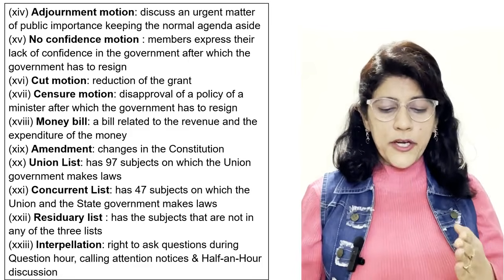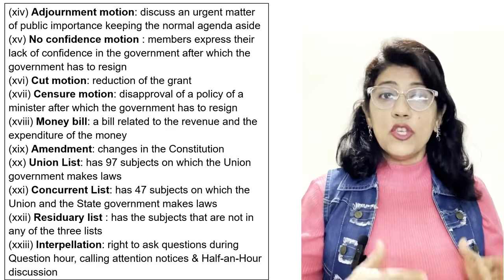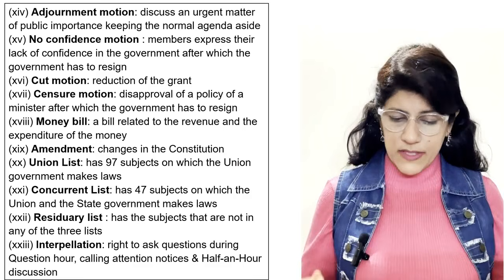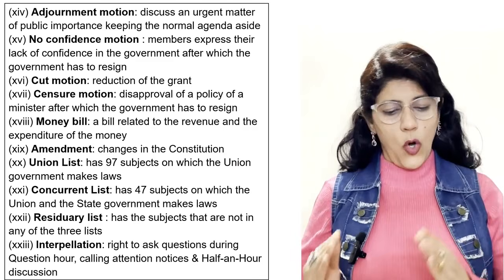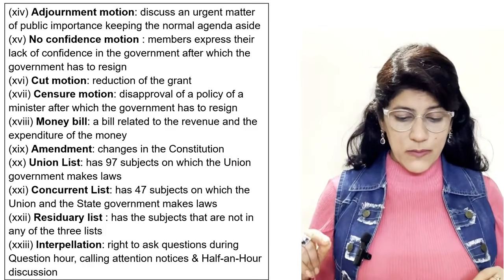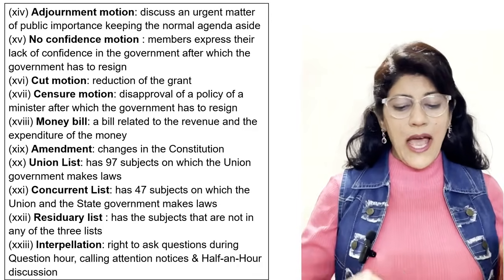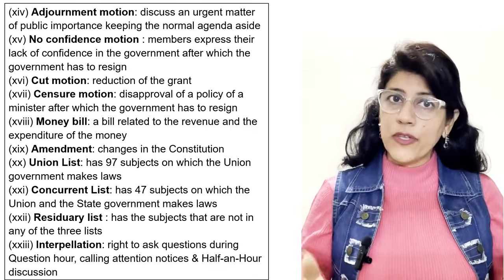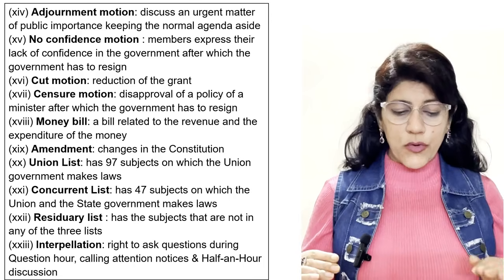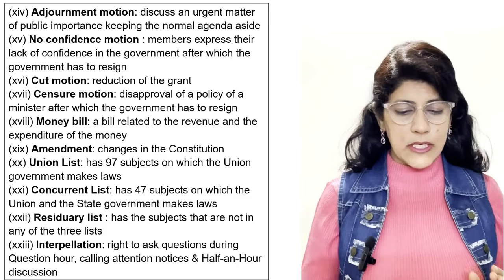Money bill, a bill related to the revenue and the expenditure of the money. Amendment, changes in the constitution. Union list has 97 subjects on which the union government makes laws. Then next is state list, and then concurrent list has 47 subjects on which the union and the state government make laws. Residuary list has the subjects that are not in any of these lists. Interpellation, right to ask questions during question hour, calling attention notices, and half an hour discussion.